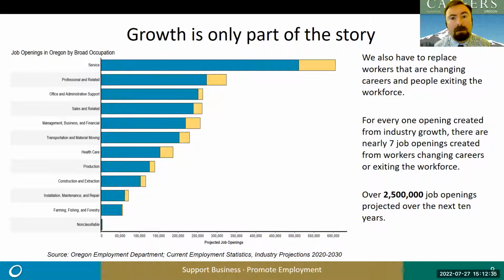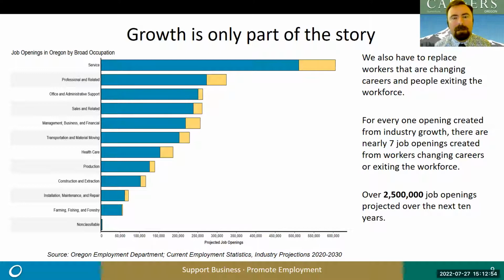These are openings caused by folks changing careers. Perhaps that barista just graduated and they have to leave that food and beverage service career to become an accountant or an engineer or some other career, and as a result, that creates an opening. We also have an aging population.